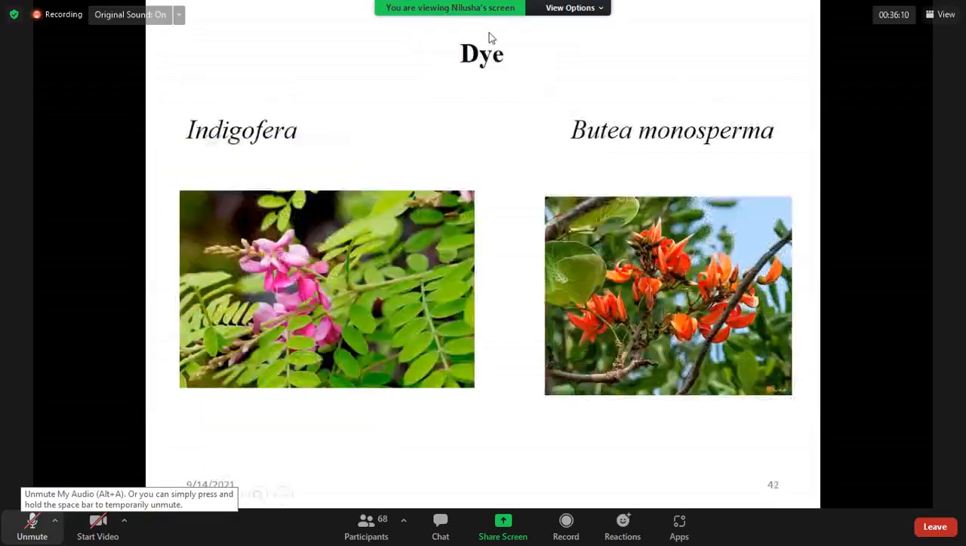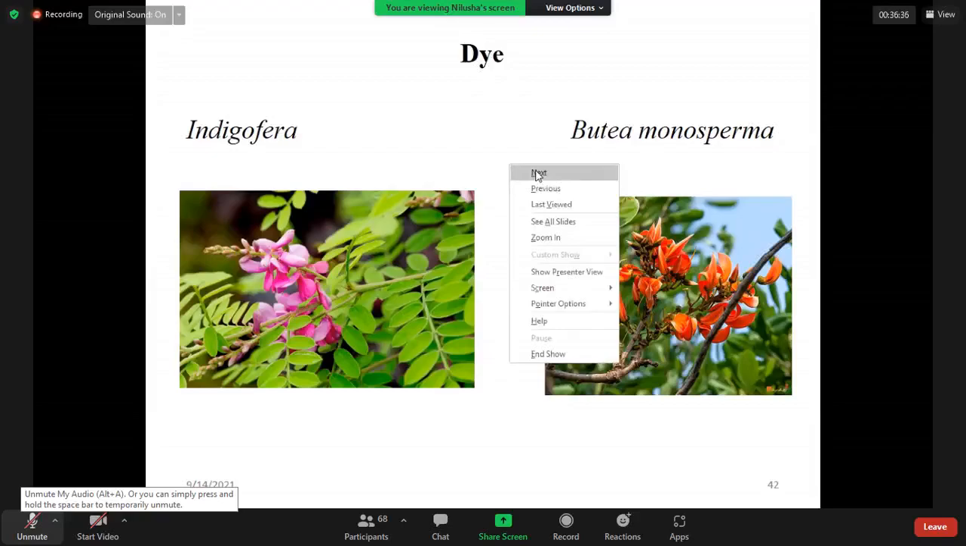Next, I told you about examples for dye making. This is the one used for dye production. This is Indigofera. This one is Butea monosperma. This one is also used for dye production. Some of these dyes are used for holy festivals.